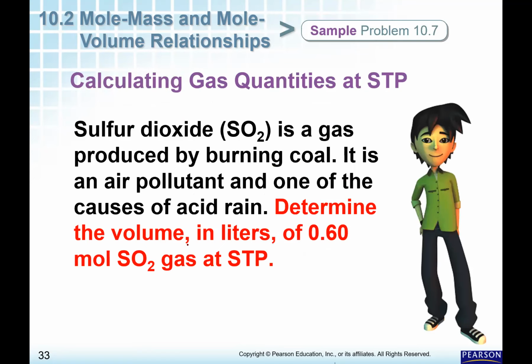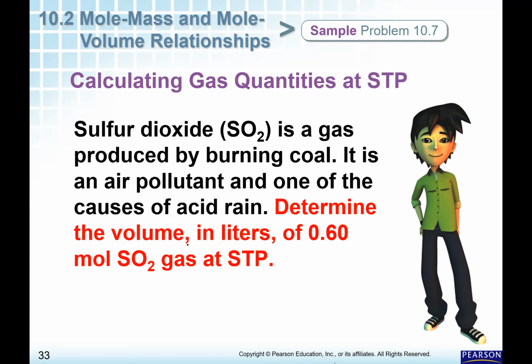Here's an example. Sulfur dioxide, which is SO2, is a gas produced by burning coal and is an air pollutant. Determine the volume in liters of 0.6 mole of SO2 gas at STP. So the known value here is the moles, and we need to calculate the volume. So our answer should have units of liters.